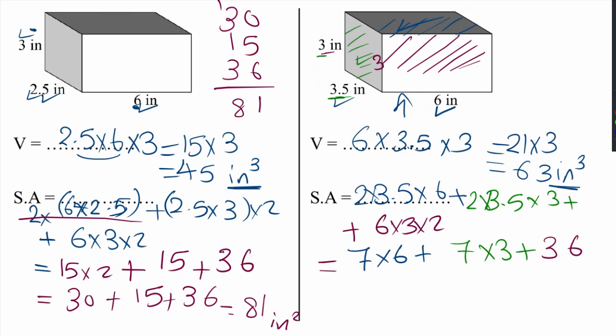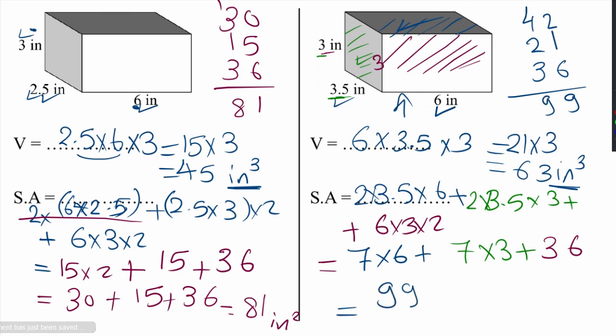6 times 7 is 42. 6 times 3 is 18. 7 times 3 is 21. 36. We have 36. 2 plus 1, 9. 9 and 2 plus 1, 3. 3 plus 6 is 9. 4 plus 2 is 6. 6 plus 3 is 9. So the surface area will be 99 inch squared. Okay, let's continue.